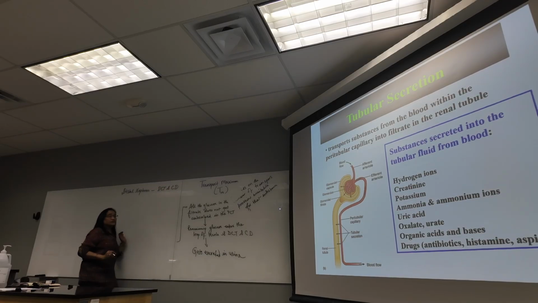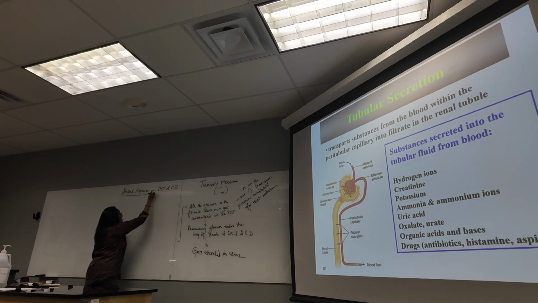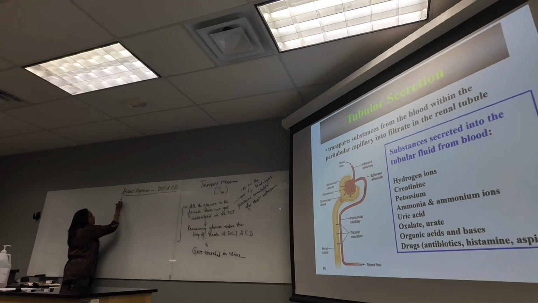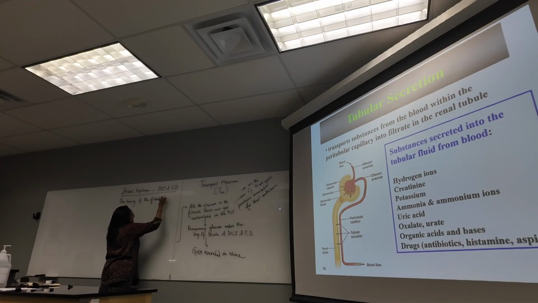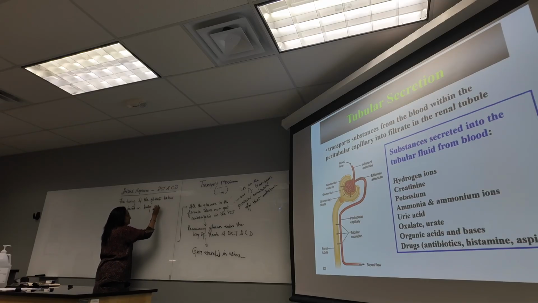Now you must be wondering, I skipped the loop, but we will come to that because the loop has a very specific function. So let's look at the distal nephron, the DCT and the collecting duct. This is where fine tuning of the filtrate takes place based on body requirements.